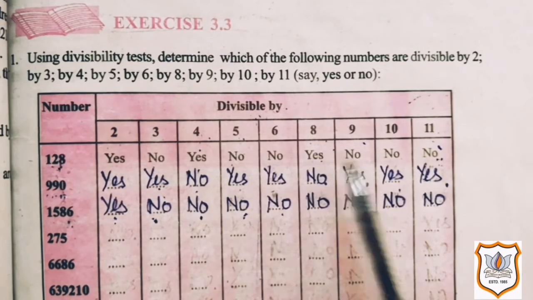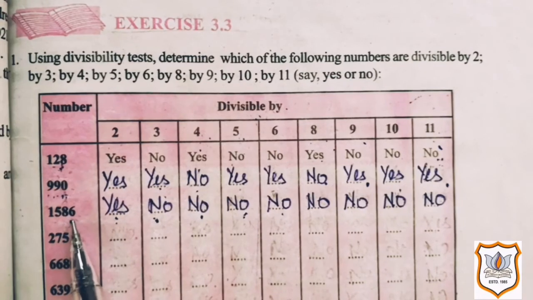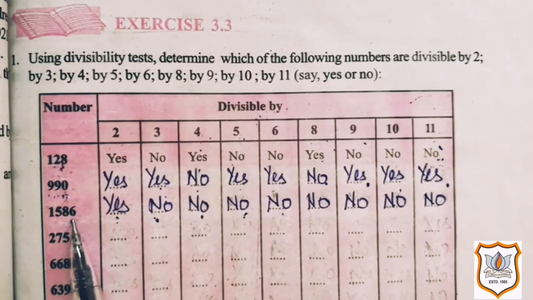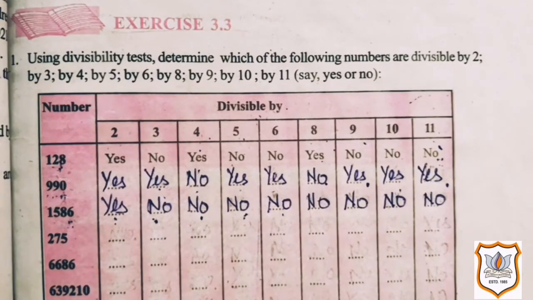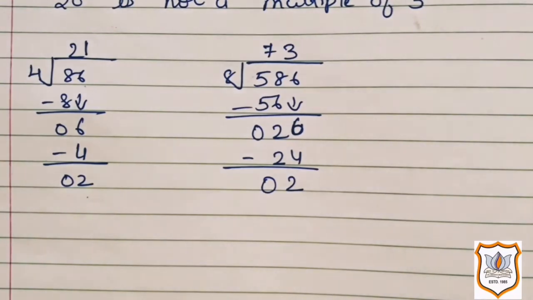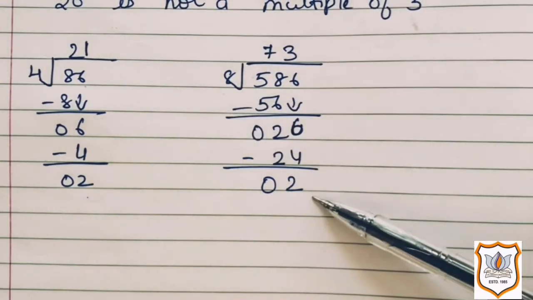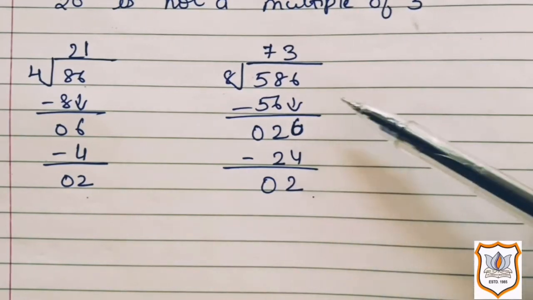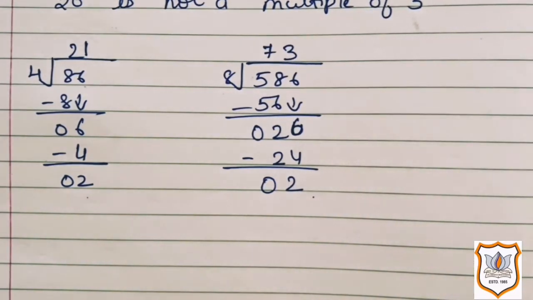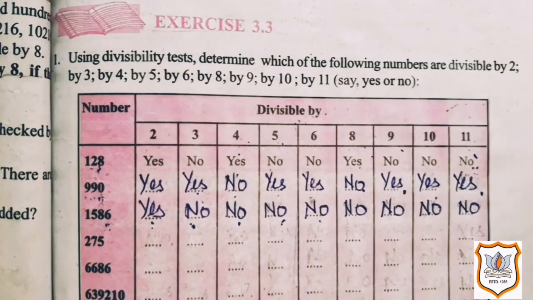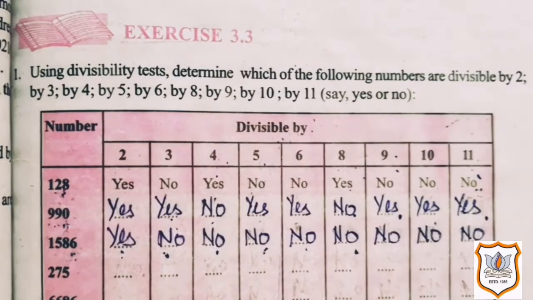Divisible by 8. As per the rules, the last three digits of the number should be divisible by 8. Here the last three digits are 586. First we have to divide 586 by 8. By dividing 586 by 8, we get 2 as a remainder. So we can say that it's not divisible by 8. So we will write no over here.